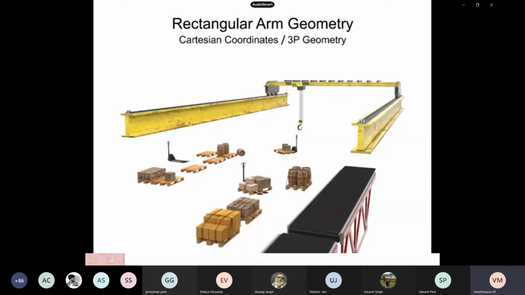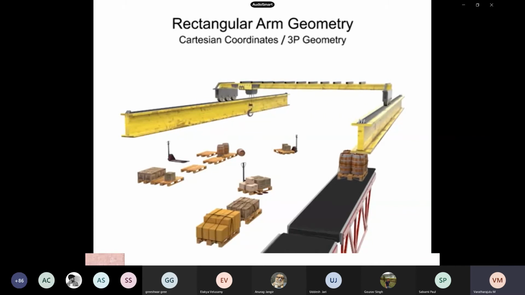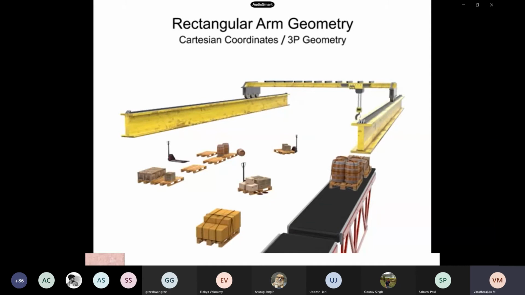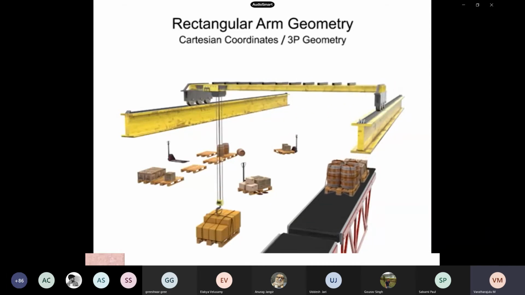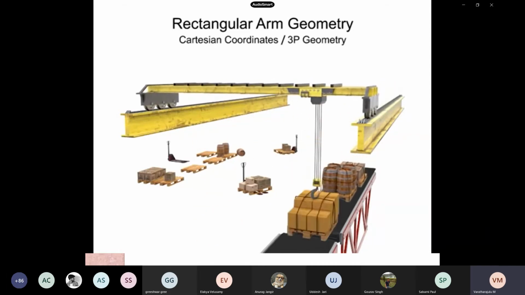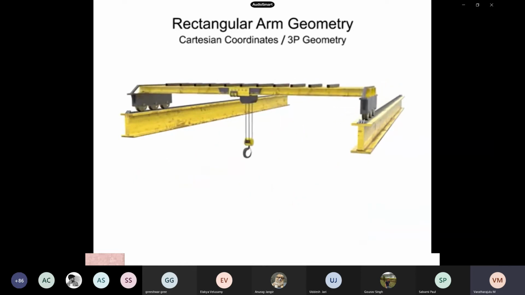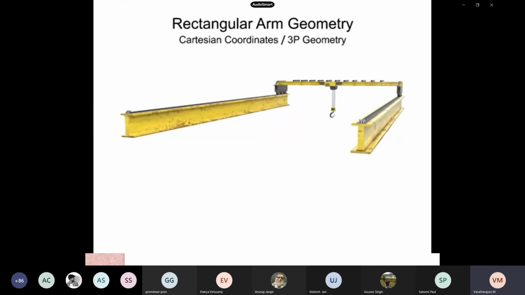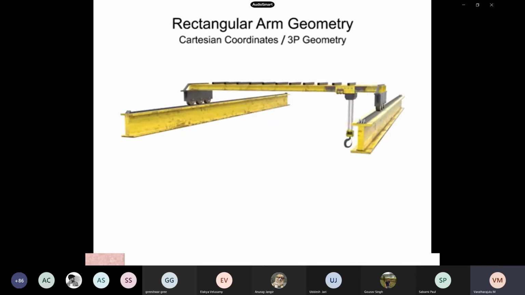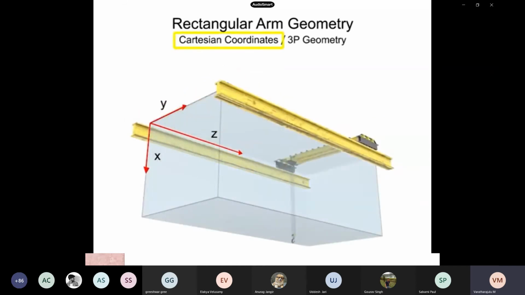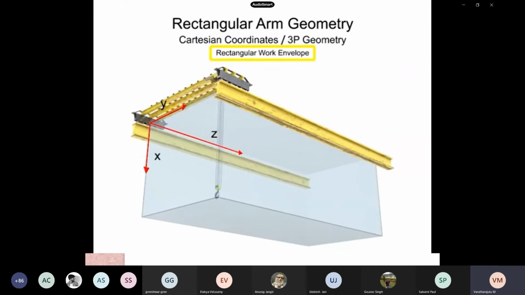This type of geometry is most commonly used with pick-and-place or large overhead-mounted robots. Rectangular arm geometry robots can only move linearly in each direction. An overhead crane robot is a good example of this type of motion. It can move forward and backward, left and right, and up and down. Robotic arms that use Cartesian coordinate geometry generate a rectangular work envelope.